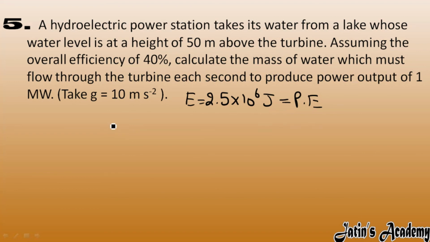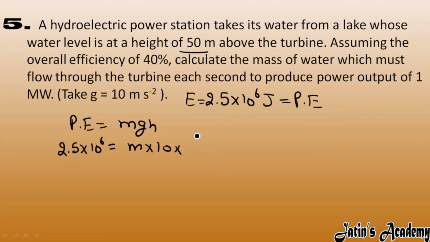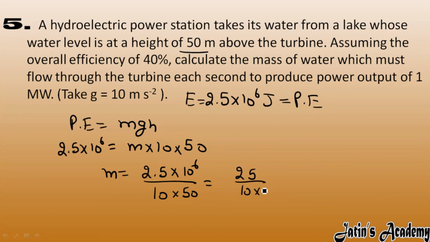Now we have to calculate what? We have to calculate mass. We know that the potential energy formula is mgh. Potential energy is 2.5 into 10 raised to power 6. Mass value we have to calculate, g value is 10 and h value is height, 50 meter. So mass here we have calculated as 2.5 into 10 raised to power 6 divided by 10 into 50. So here we got 25 by 10 into 10 into 50, and 10 raised to power 6 means 6 zeros. Okay. So now we have to just cancel it out.